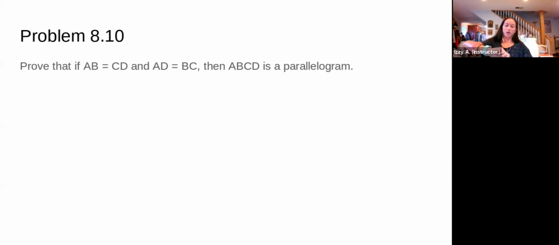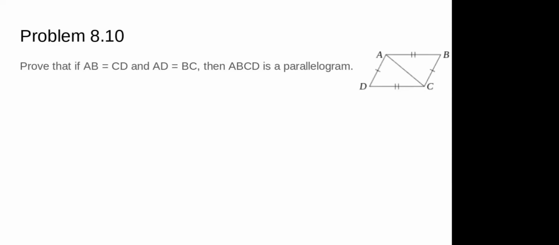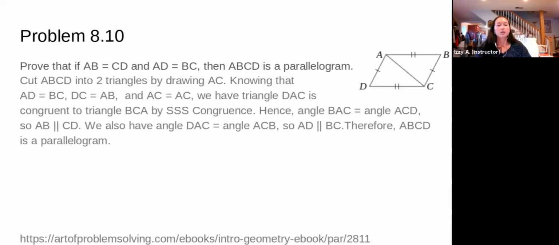Okay, so I'll go ahead and go over this problem. So here is the parallelogram. And so what we would do is we would cut ABCD into two triangles by drawing AC. So knowing that AD is equal to BC and DC is equal to AB and AC is equal to AC, we have triangle DAC is congruent to triangle BCA by SSS congruence.